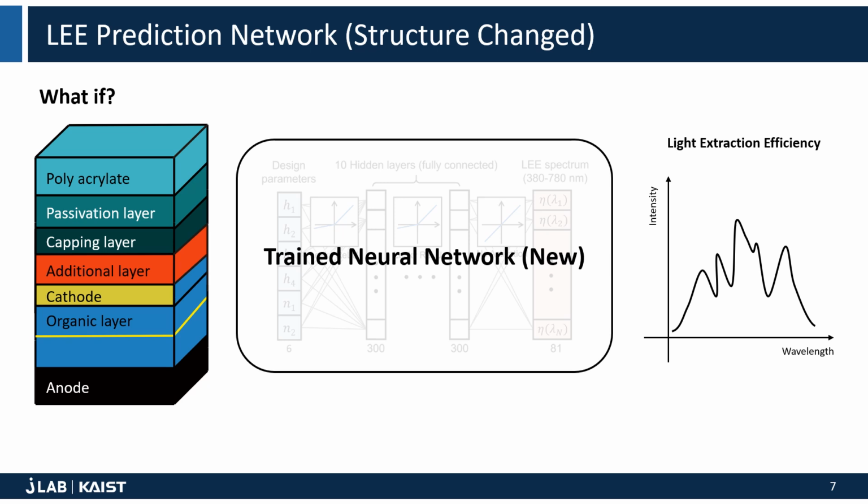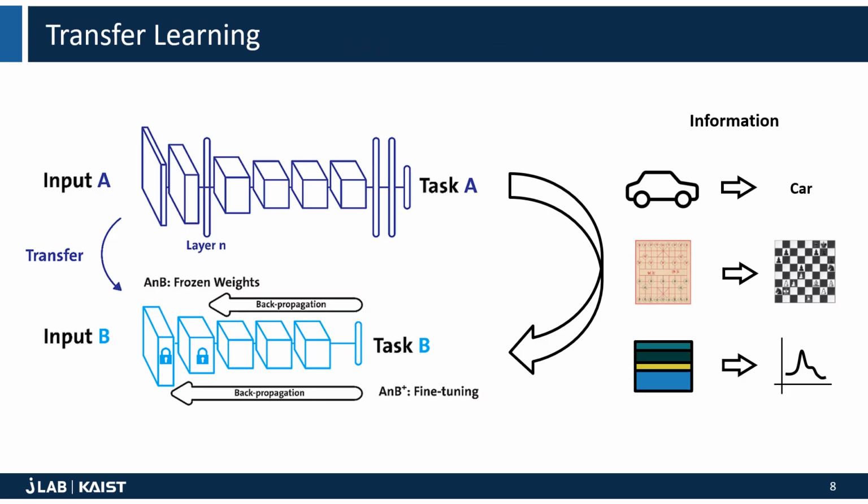So to address this, we consider reusing the previous data set, even if its input dimension doesn't match the new structure. By doing so, we can significantly reduce the overall training time. We use transfer learning to reuse the previous data and the previous pre-trained network.